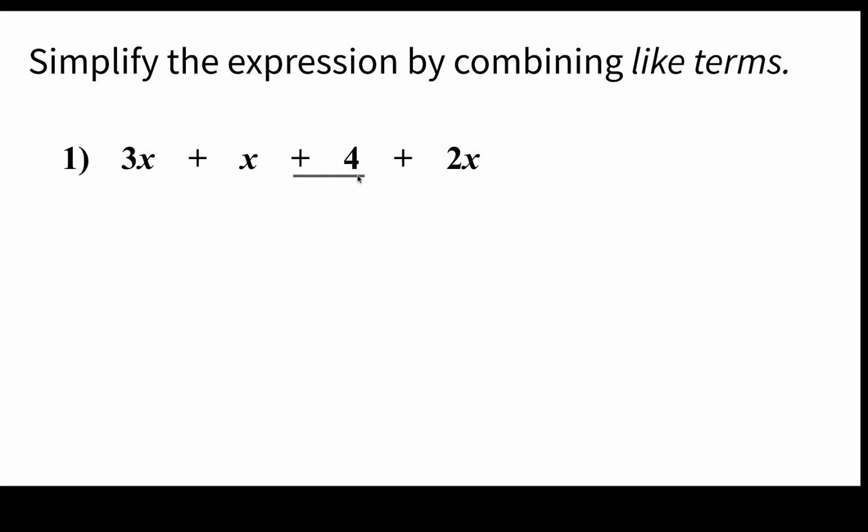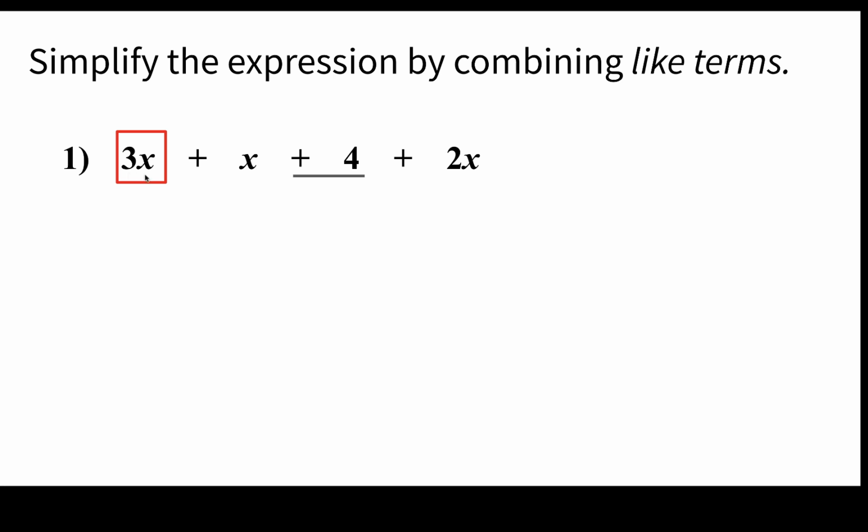Go ahead and underline the constant 4 and include the operation in front of it because that tells you that this is a positive 4 or that you're adding 4. Are there any other constants? No, so let's go to the first term, which is 3x. Are there any terms that I can combine with 3x? Meaning they have the same variable, so an x, the same exponent.